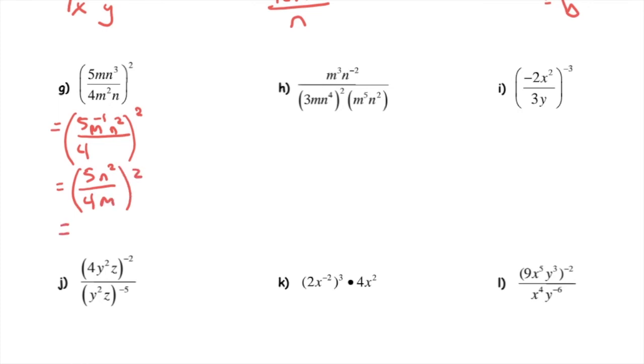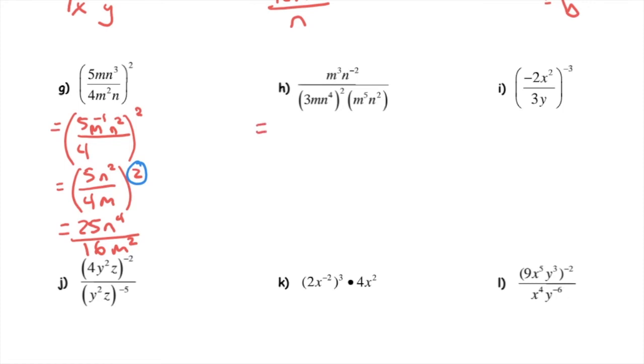And now everything here gets squared. This 2 right here, I'm going to color it in blue. That 2 gets distributed to every factor here. So it'll become 5 squared, which is 25. N squared squared will be n to the 4th. 4 squared is 16. And then it's m to the 1 squared, which is just m squared. So that becomes 25 n to the 4 over 16 m squared.